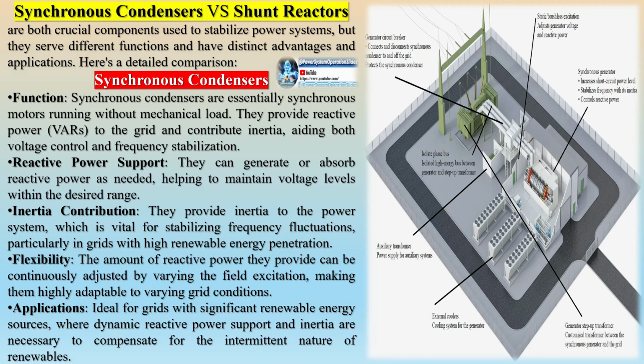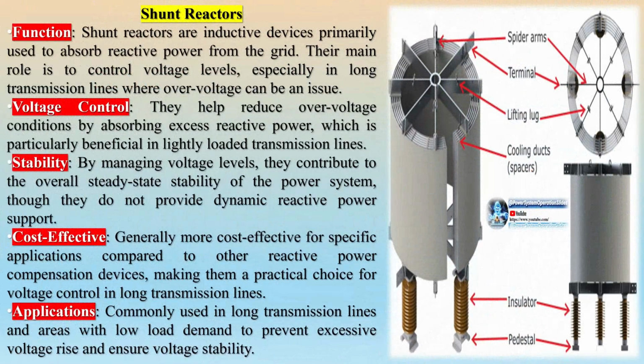A synchronous condenser consists of a stator (stationary part) and a rotor (rotating part), much like a traditional generator. However, it runs without any mechanical load. The rotor is connected to the grid through an automatic voltage regulator (AVR) that controls the excitation system, allowing for precise control over the reactive power output.